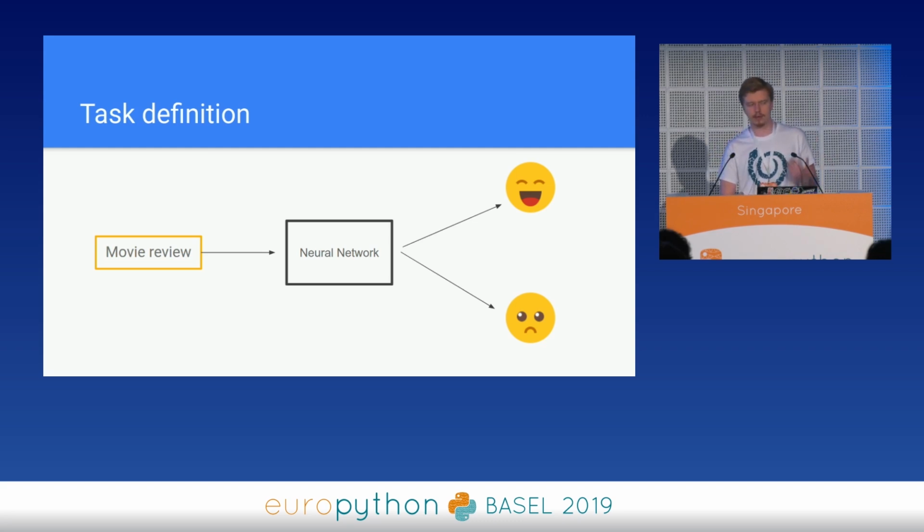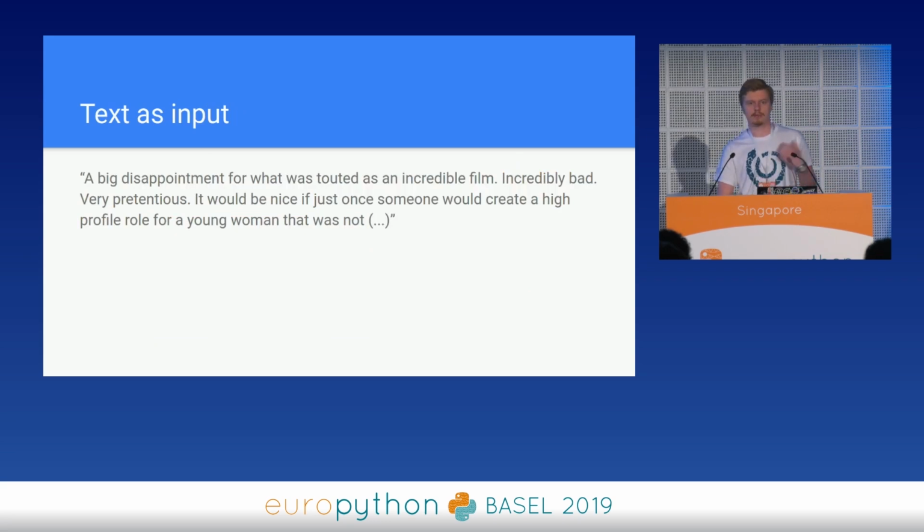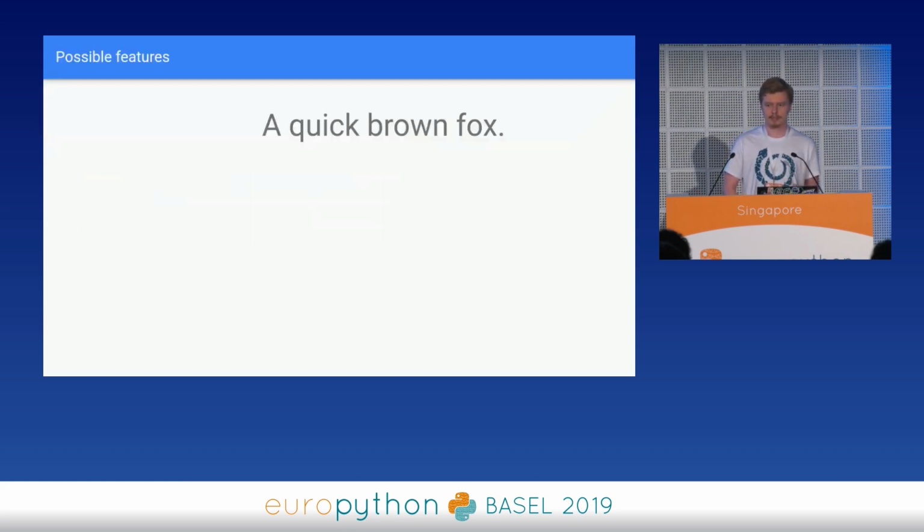And to obtain that numerical representation, we first need to have some features. So this is an example of the text. We can see: a big disappointment, incredibly bad, very pretentious. It's highly polar, like I mentioned. But first, to use this text as an input, we need to do something with it. We need to translate it first into features, then into this vector. I will focus on a simple sentence and what we can possibly extract. A quick brown fox. It looks like we only have a few words, but let's see what we can do with it.